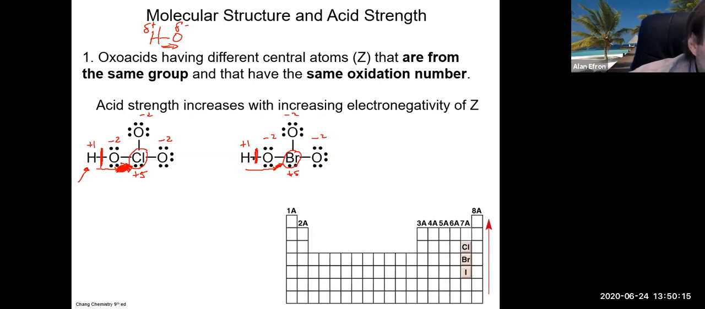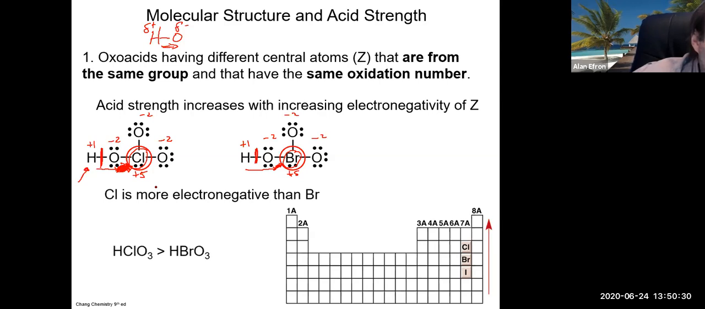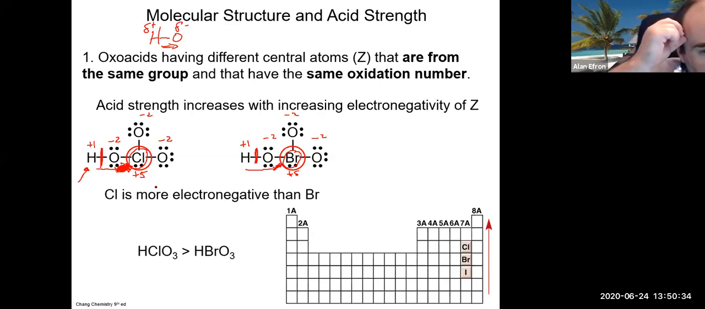So this bond here will still be weakened, but it'll still be stronger than the bond we see on the left. So in terms of strength, we would expect the HClO3, the chloric acid, to actually be a stronger acid than the bromic acid because of the electronegativity of our central atom. Any questions on that?